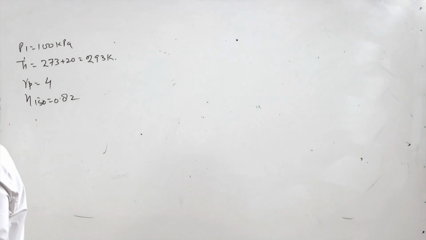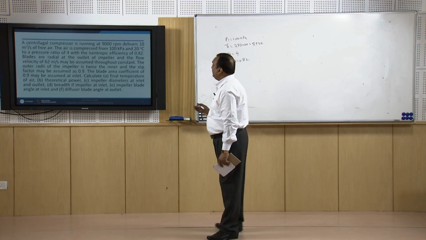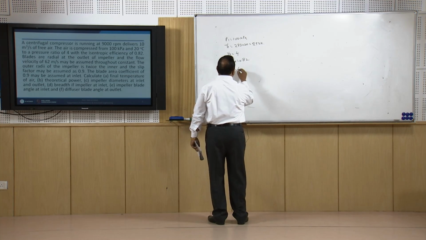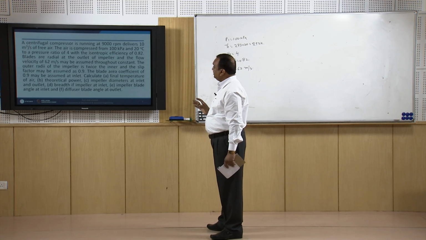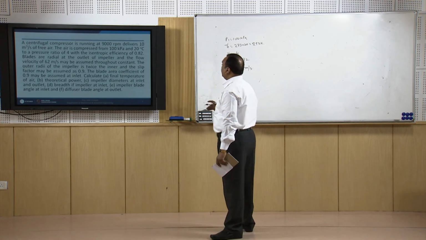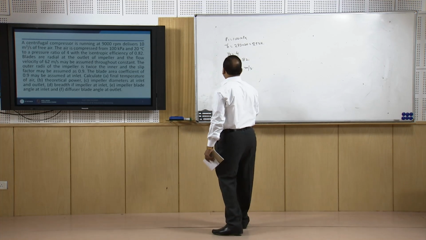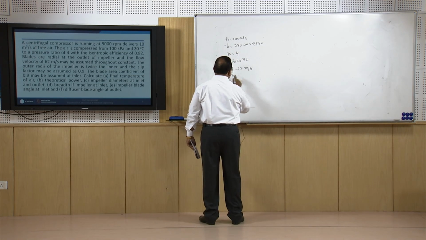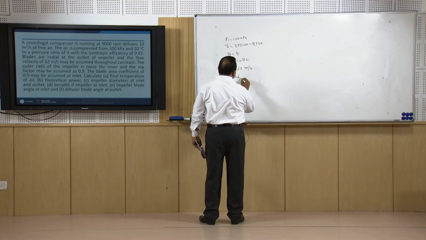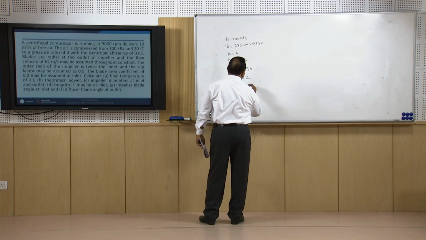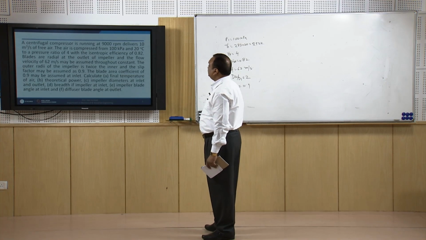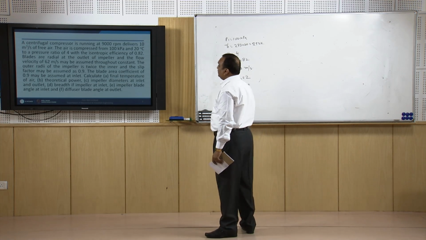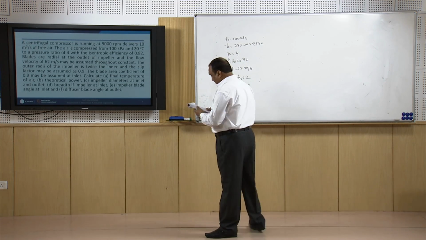Blades are radial at the outlet of the impeller and the flow velocity is 62, so Vf is 62 meters per second, assumed constant throughout. The outer radius of the impeller is twice the inner, and the slip factor may be assumed as 0.9. So D2 by D1 is equal to 2, mu is equal to 0.9. A blade area coefficient of 0.9 may be assumed at inlet. Calculate the final temperature of air.